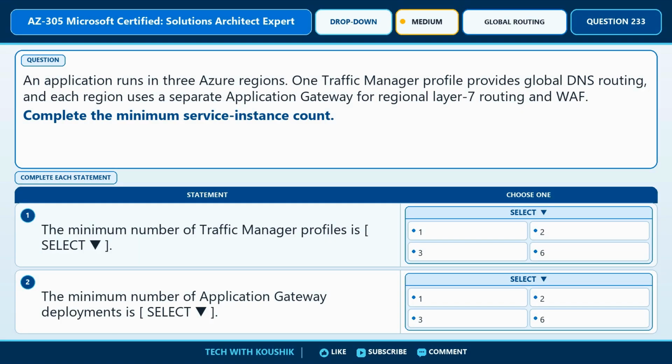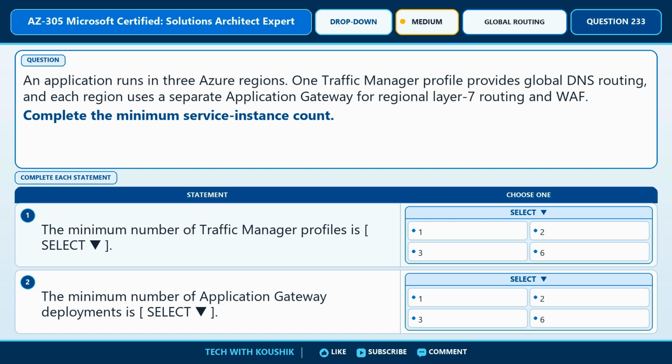We will now analyze question number 233. Begin by examining the scenario. An application runs in 3 Azure regions. One traffic manager profile provides global DNS routing, and each region uses a separate application gateway for regional layer 7 routing and WAF. Complete the minimum service instance count.